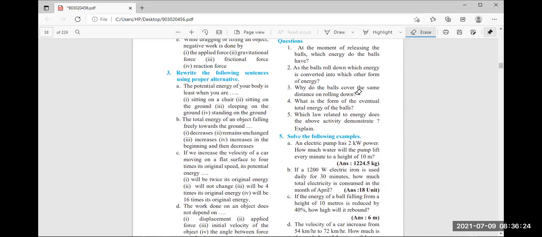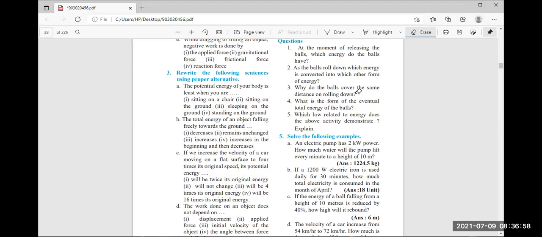This question is wrong. What is the eventual form of the total energy of the balls? Kinetic energy. Yes, very good. And last, which law related to energy does the above activity demonstrate and explain? Which law is related to it? Who will tell me?